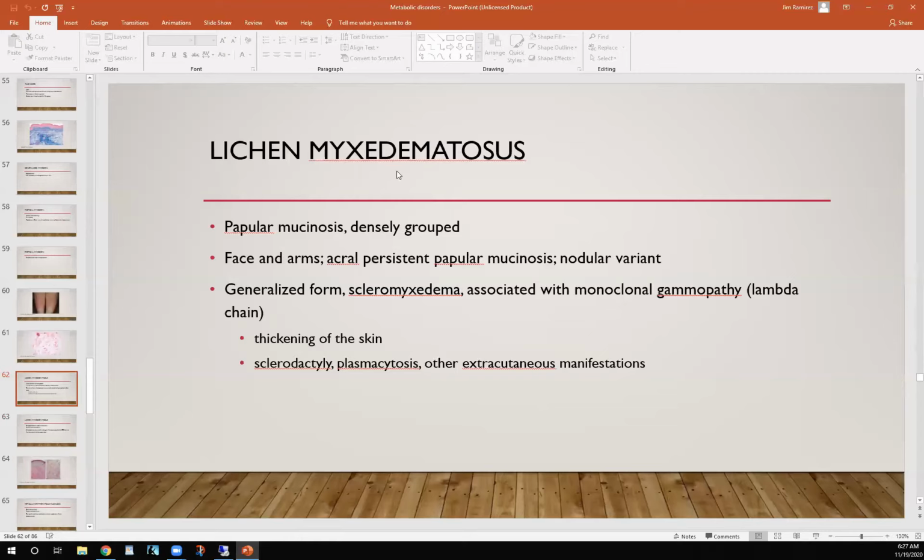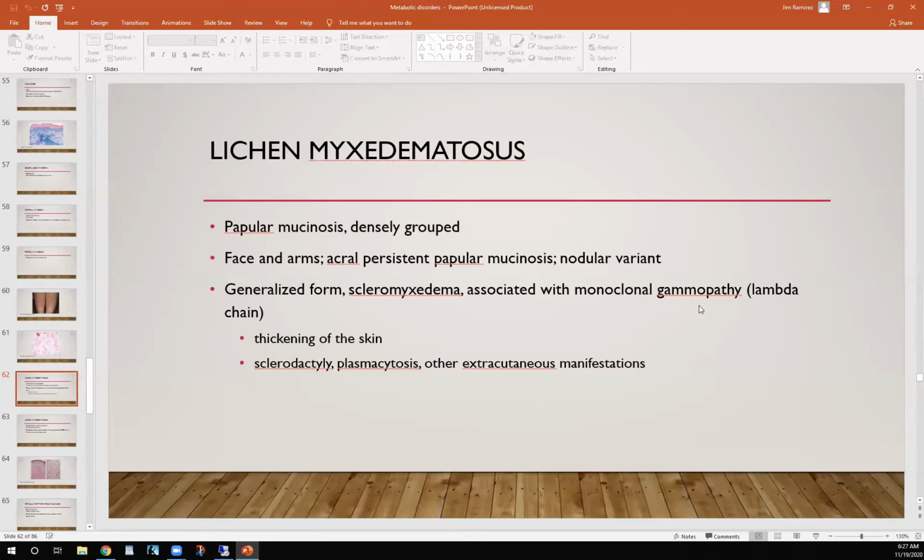So this is another rare thing, but I've seen a few examples, so you'll probably come across it at some point: lichen myxedematosus. You can think of papular mucinosis, which has these densely grouped papules. This is probably one of the more common clinical presentations of this, often on the face and the arms. You also get a variant called acropersistent papular mucinosis and a nodular variant. I'm just mentioning those, but I really think of these as all being part of the same spectrum. Now it's important to know the generalized form because this one is a little bit different in its presentation.